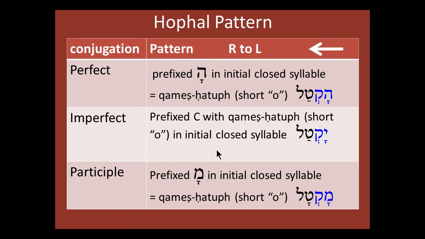The imperfect will have your familiar prefixed consonants with the qamets hatuf closed syllable, yoqtal. And the participle, same thing, prefixed mem with the qamets hatuf closed syllable, moqtal. Those are your tells for the Hofal pattern. And that's the end of this video. Those are all of the verb patterns to this point.